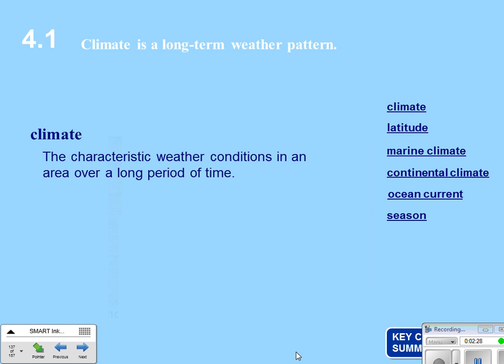Climate: the characteristic weather conditions in an area over a long period of time. Again, let me emphasize long period of time and characteristic weather conditions. Weather is different than climate. Climate is over a long period of time, whereas weather is what happens day to day.